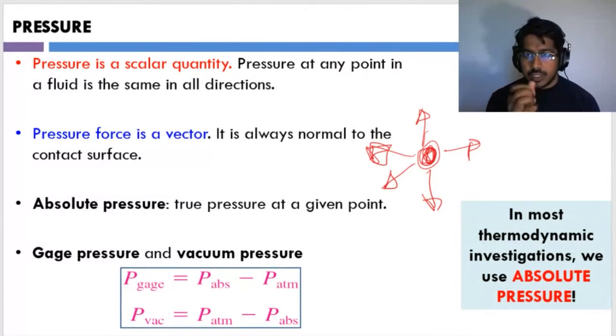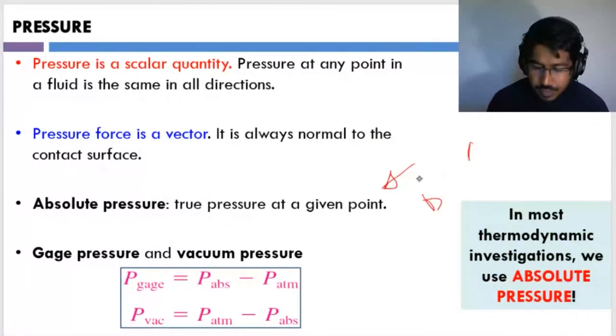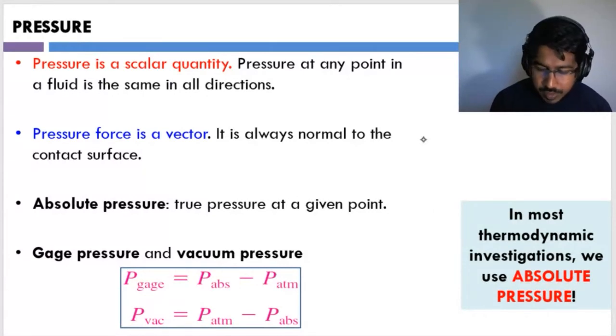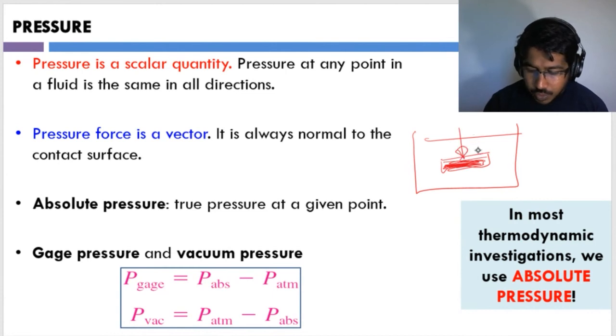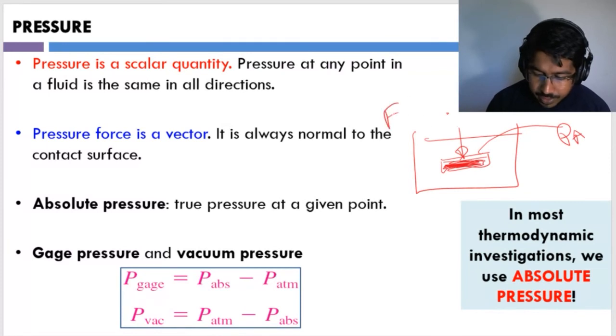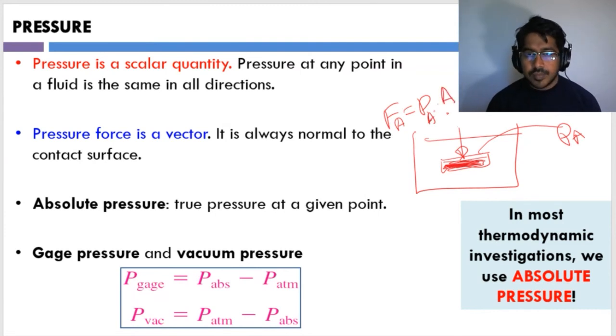Because this has no direction. It is what it says. But pressure force is a vector, right? So if we have something submerged in a water tank, the pressure acting upon this surface, let's assume the pressure at A is PA, and the force is FA equals PA times the area, right? So that force has a direction.